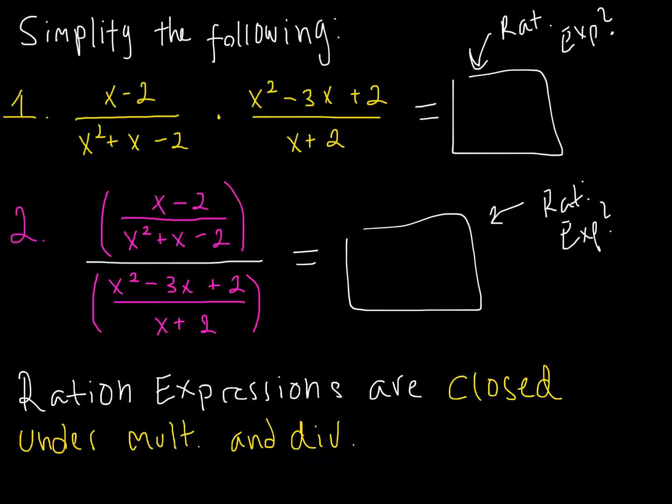Okay, so this is a fact. This is a fact that you'll want to write down. And what this means, what closed under multiplication and division means, is that whenever you multiply them, you're still going to get a rational expression. And whenever you divide them, you're still going to get a rational expression. So to finish this off, go ahead and just define for yourself what it means to be closed under multiplication and division. We'll check that tomorrow and talk about it.